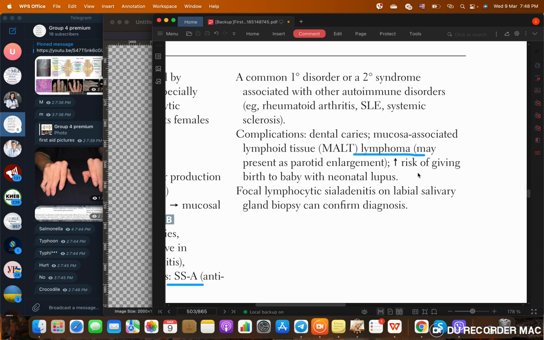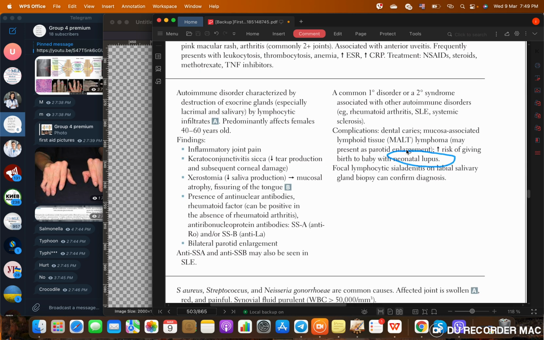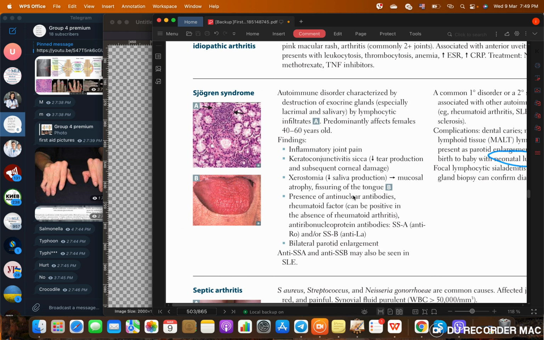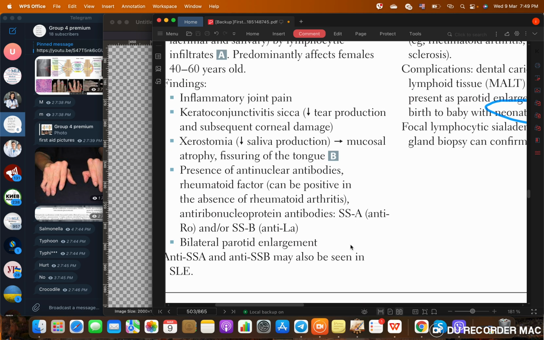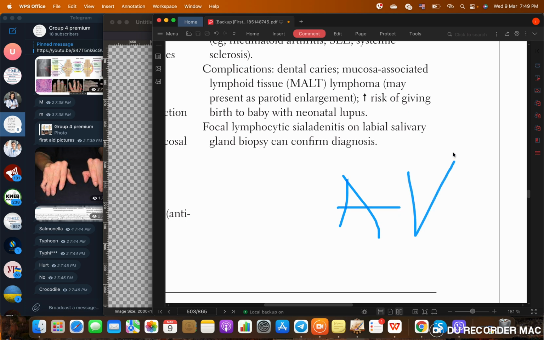It may present as parotid enlargement. There is more risk of giving birth to a baby with neonatal lupus. Neonatal lupus is no joke because the antibodies can pass to the baby. I will tell you why this occurs. This is super serious. These antibodies can also be anti-DNA antibodies, which can pass to the baby. And the anti-Ro can go directly to the AV node of the heart, right? And the baby can have an AV heart block, okay?